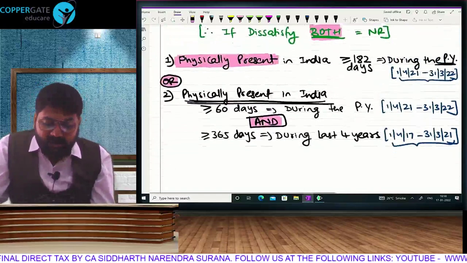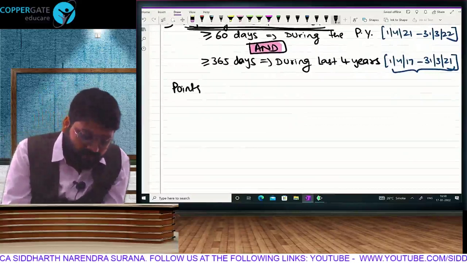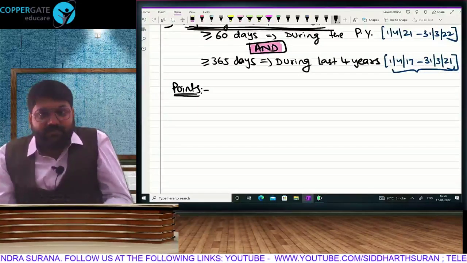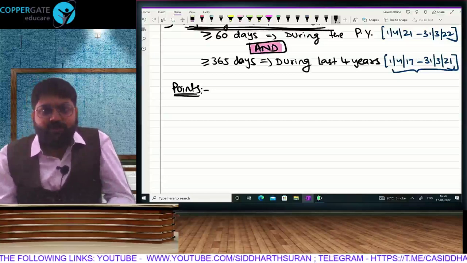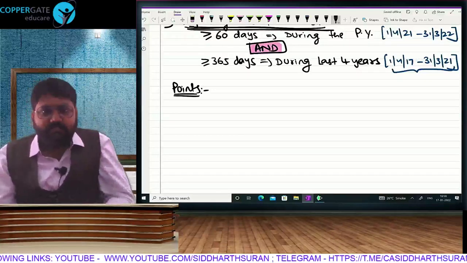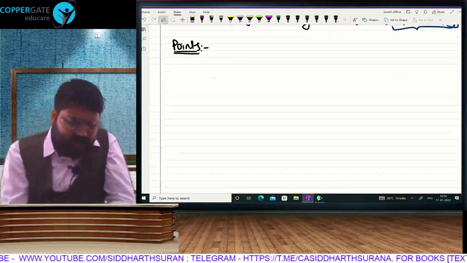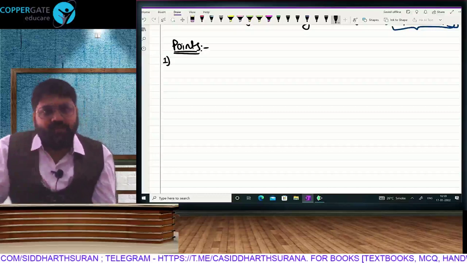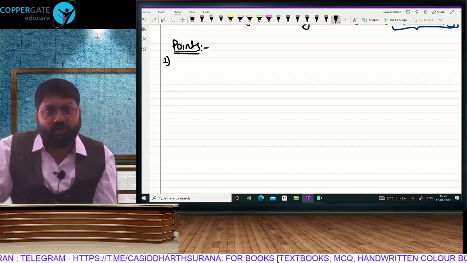But with respect to the conditions that I have made you write right here, now I need to teach you some points to be noted. There are some doubts in your mind. Let there be no doubt. Let this be absolutely clear. One by one, point by point, I will make you understand. And only after these points are over, you can say that we are done with step number one, residential status. And then we have to go and learn step number two, ordinary and not ordinary.